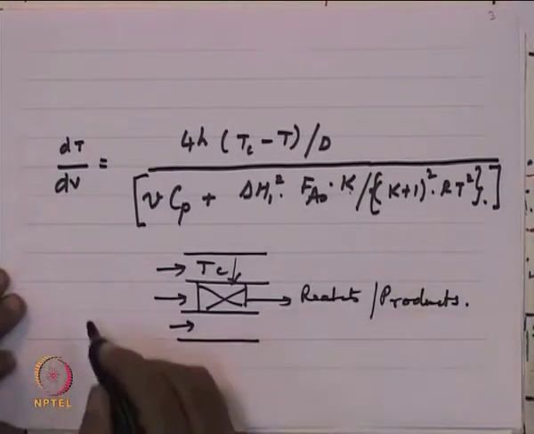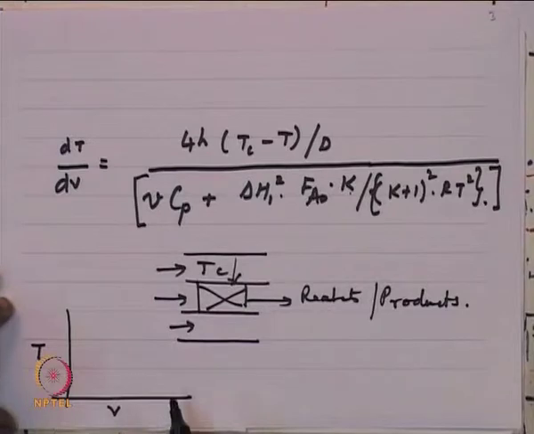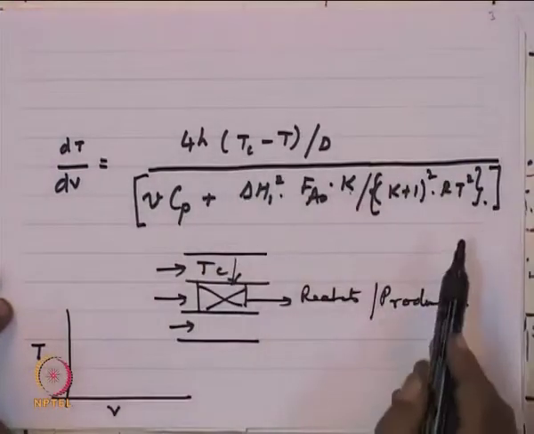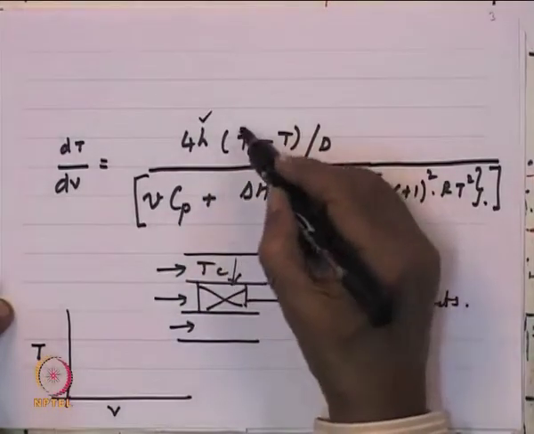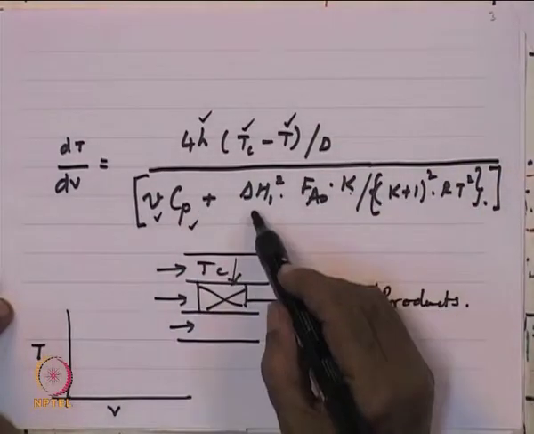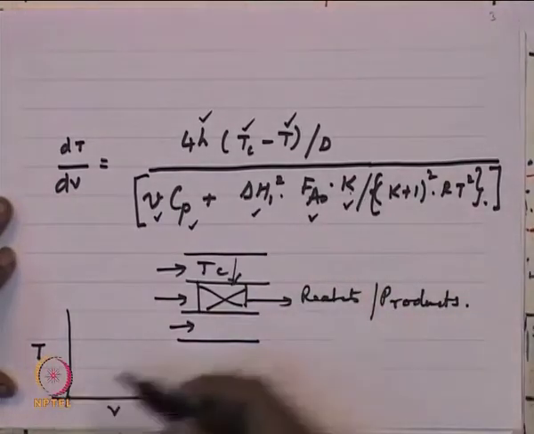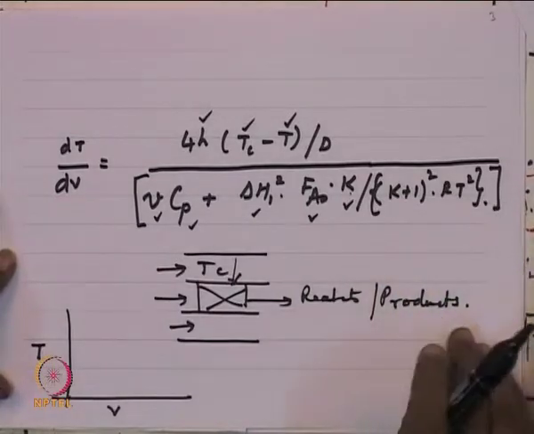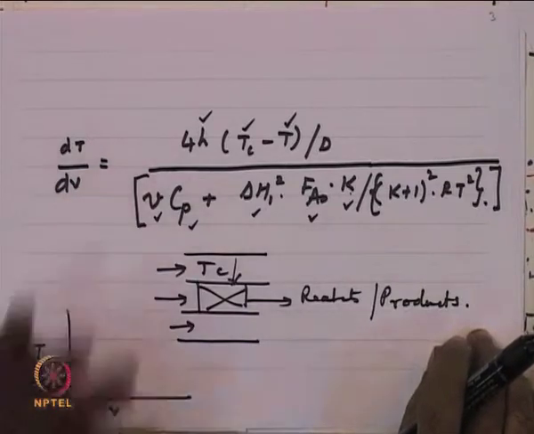So, what we are now able to do is that if you have an instantaneous reaction, and you want to trace what happens to our temperature with position, you can notice here on the right hand side at position 0, at V equal to 0, H is known, T c is known, T is known because T is T 0, V is known which is V 0, C p is known, delta H 1 comes from thermodynamics, F A 0 is known to you, equilibrium constant is known to you at that temperature. In other words, dT/dV at V equal to 0 is a known quantity. So, you have a differential equation where the initial state is known, so you can do a forward march.